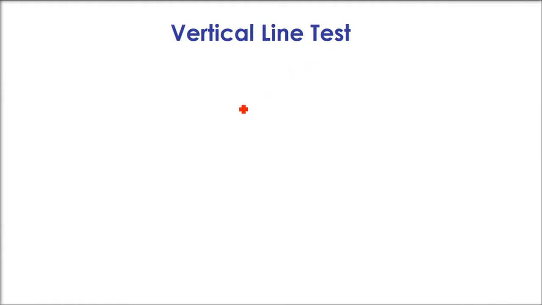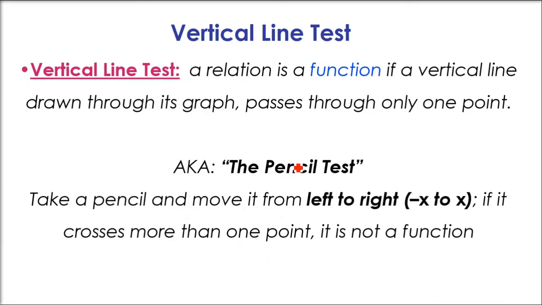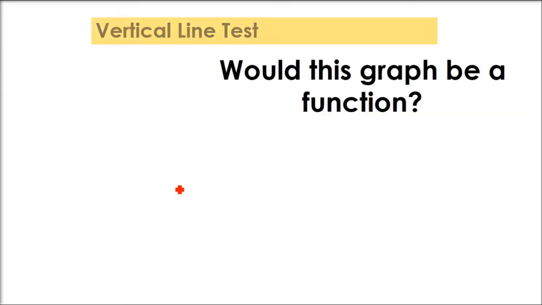The way to check whether a certain graph is a function, we can do the vertical line test or the pencil test. What do we do? It's very simple. Take the pencil vertically and pass it through the graph. If it intersects the graph only at one point, it is a function. If it is intersecting at more than one point, that is 1, 2, 3, then the graph is not a function. This is the vertical line test.